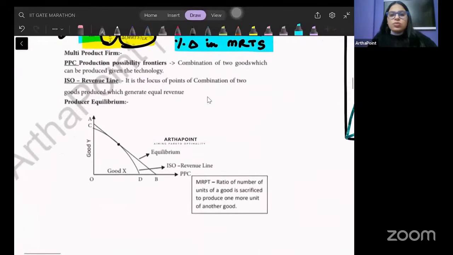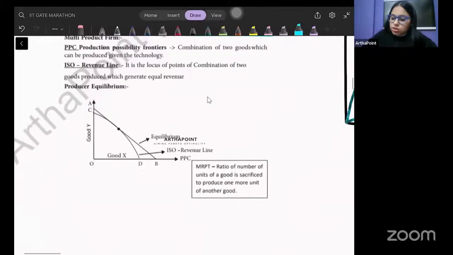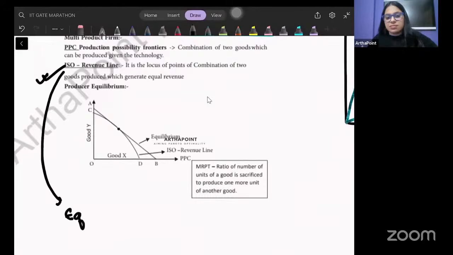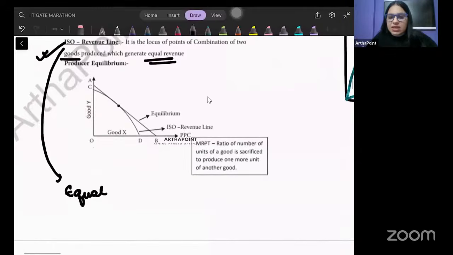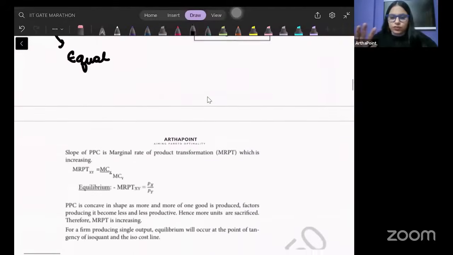Okay. Now, there is also sometimes a question on ISO revenue line. बहुत simple है. Whenever you will see the word ISO, you will always resemble it with equal. फिर उसके आगे कुछ भी लिखा हो, ISO cost हुआ, same cost. ISO revenue, same revenue. ISO profit, same profit. So when I say ISO revenue line, it is a combination of those goods which generate equal amount of revenue. So if two goods give you same amount of revenue, that gives you the ISO revenue line. That is it that you have to do from here.